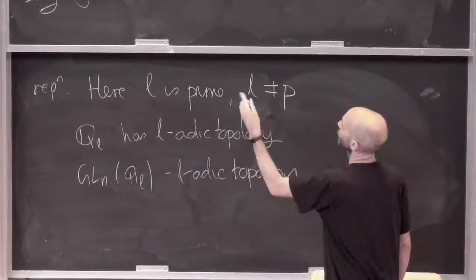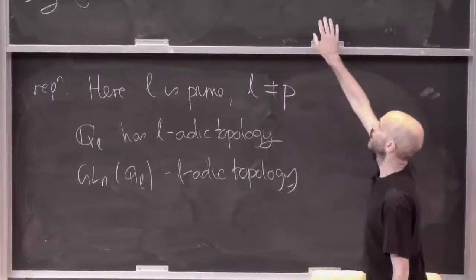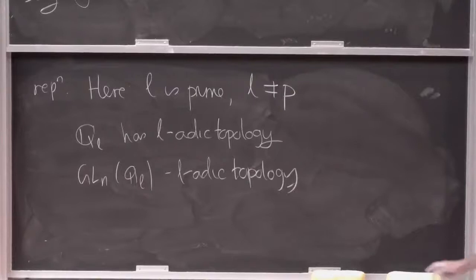And of course, rho is continuous. So we haven't seen things like this before, because the only representations I've considered before were to targets where the group was discrete. And so in particular, the image of the inertia subgroup would have to be finite. So here things are worse, because the inertia has got a wild part and a tame part, and the wild part is a pro-p group.